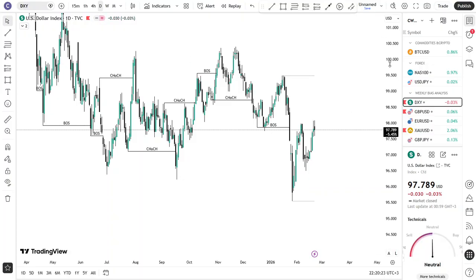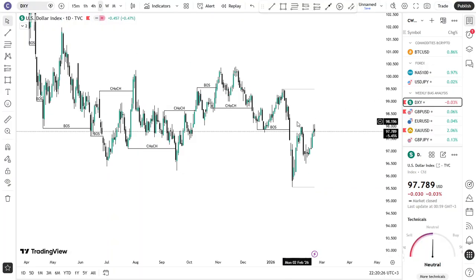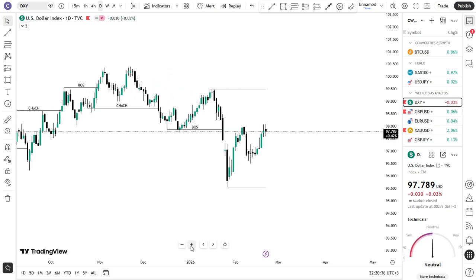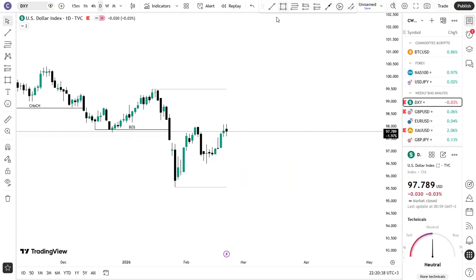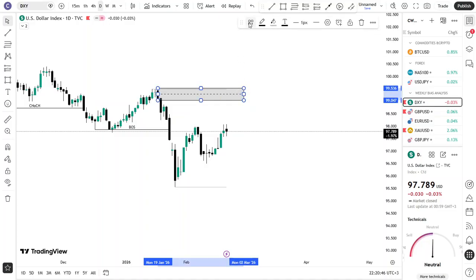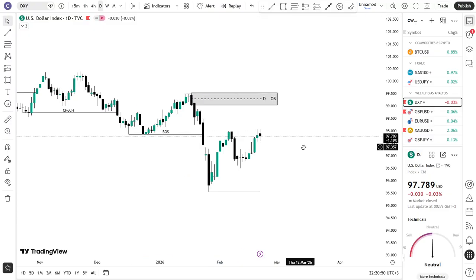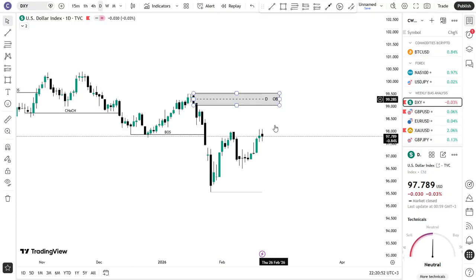So we are going to dive in on DXY. We're starting from the daily, 4 hour, then 1 hour. We can see we had this break of structure around here. I'm just going to mark our OB. That is the daily order block, and at the moment price is pulling back to this level.